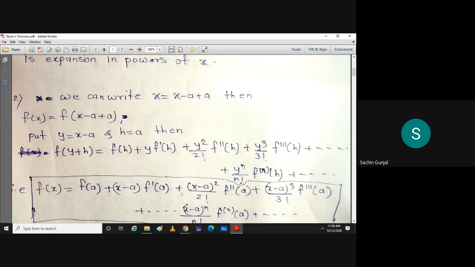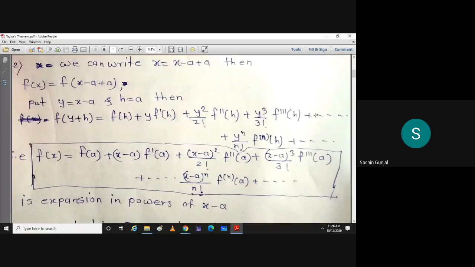Now what is this? This is the series expansion of f of x in powers of x minus a, because you can see x minus a square, x minus a cube, and so on. Understood? Yes, sir. Please note it down, because we are going to use these two statements while solving problems. Every time you need to change the roles of x and a during an example.